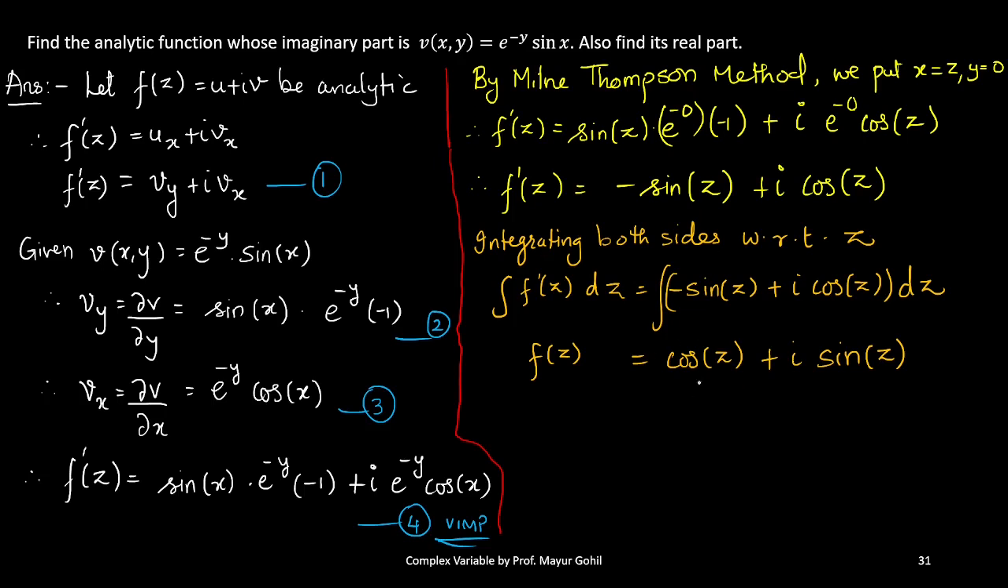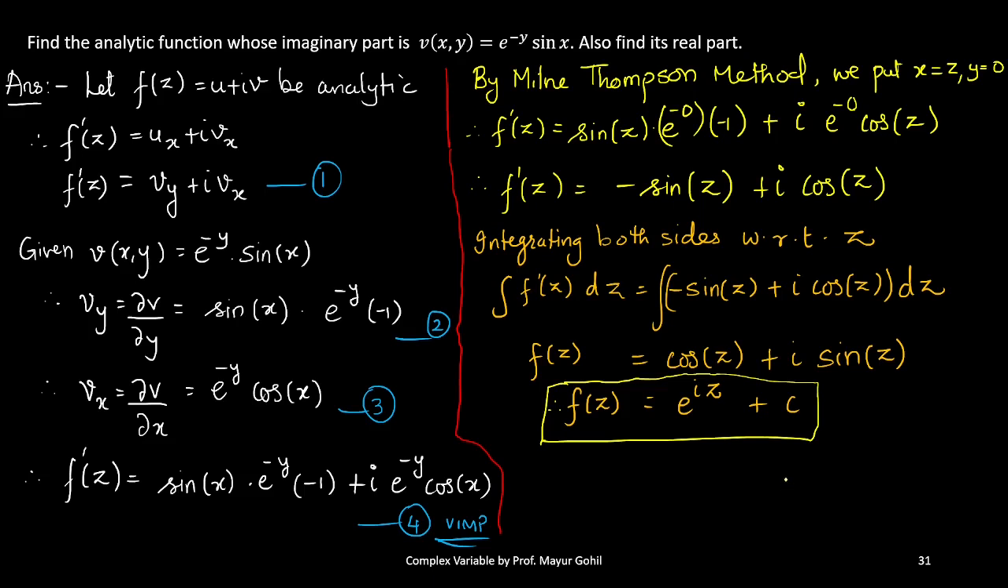Now, if we simplify this a bit further, this is cos theta plus i sine theta, so it is nothing but e to the power iz. This is the answer for the entire thing, and we can even keep here the constant of integration c as the term. So this is our final answer for the question that was given to us. Okay, so this is the answer. I'll put it in a box. This is what we get.